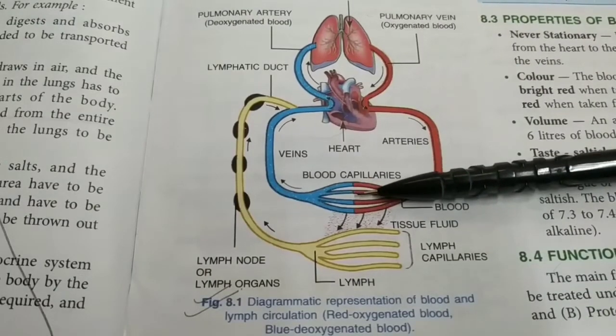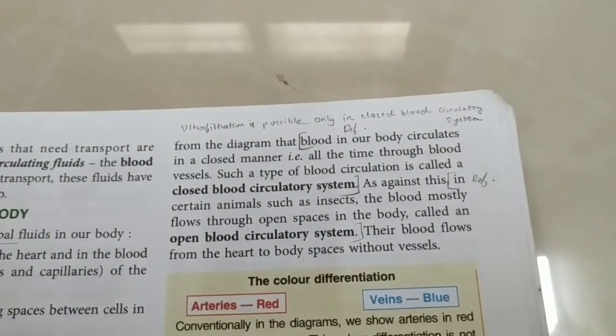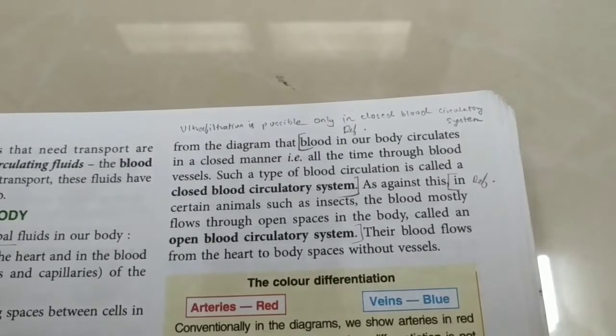Insects have open blood circulatory system, which means that they don't have blood vessels through which the blood flows. The blood just flows in some open spaces in their body. So it's called open blood circulatory system. So they can't do ultrafiltration, but that's okay because they don't have a kidney.